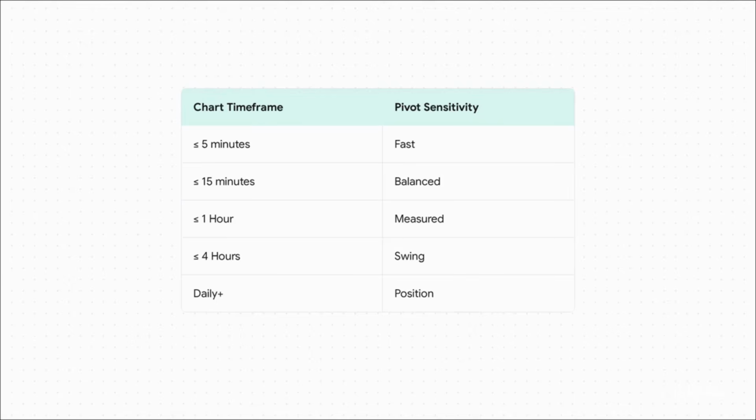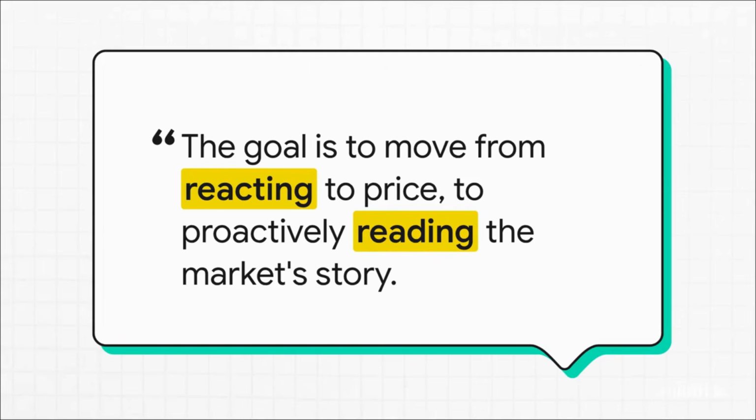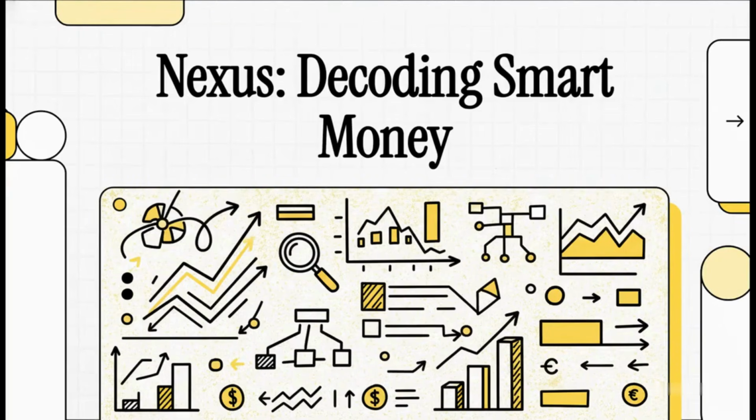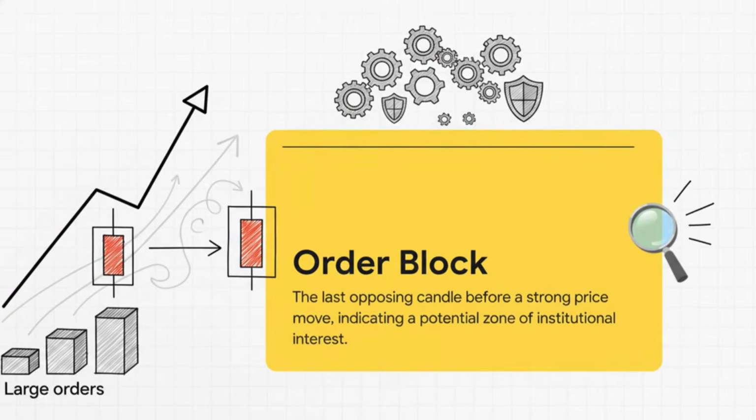Once structure is established, the next question is, where are the institutional zones? Nexus identifies 2 primary types. The first is order blocks. An order block is the last opposing candle before a strong directional displacement, the specific area where institutions likely loaded up their positions right before they decided to move the market.